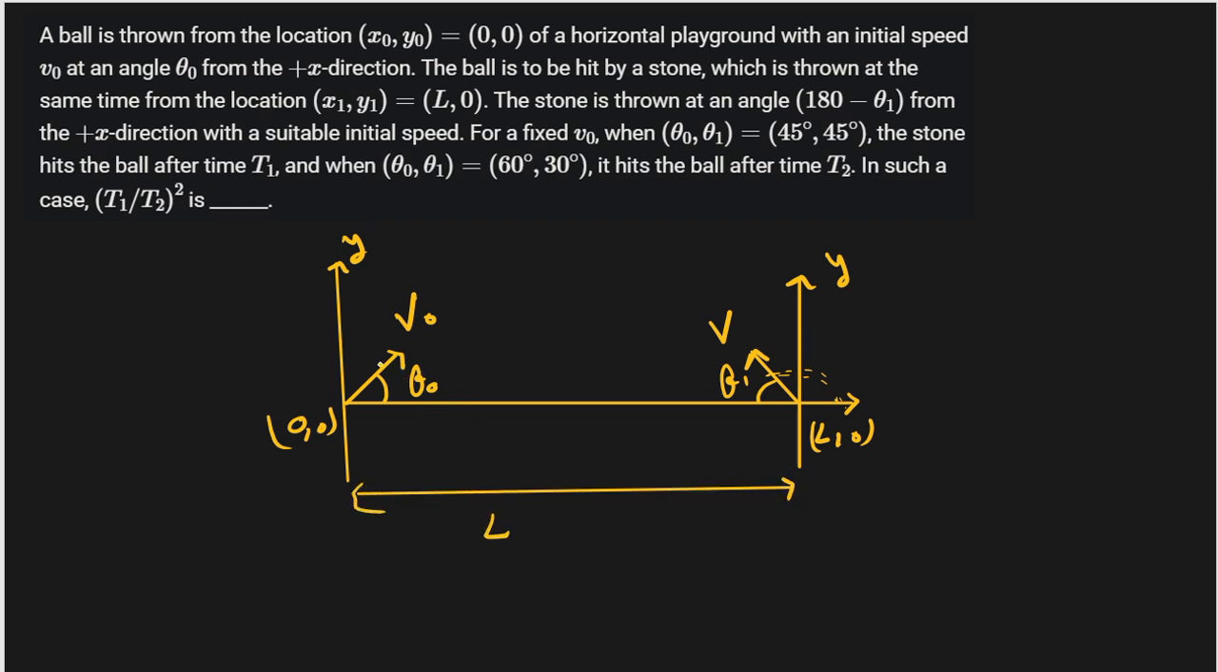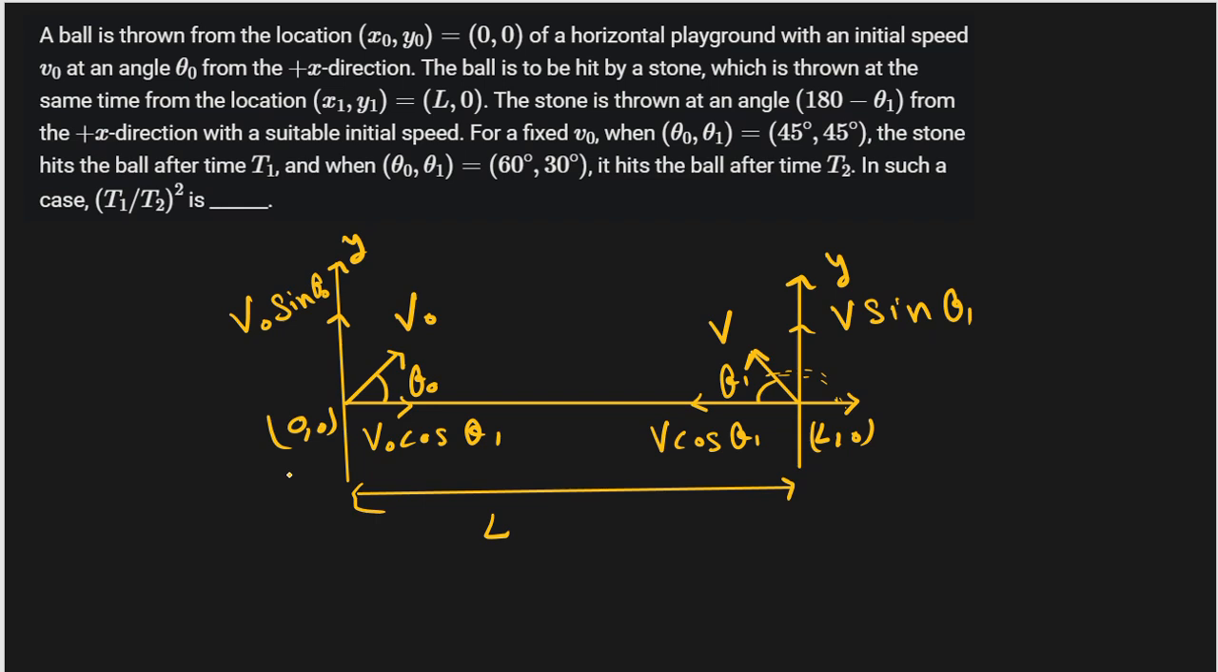Now, see what we will do: we will break the velocity of both particles independently in the y and x directions. So what will be the velocity of particle 1 along the y axis? It will be v0 sin theta naught, and along the x axis will be v0 cos theta naught. Velocity of this particle along the negative x axis will be v cos theta 1, and along the y axis will be v sin theta 1.